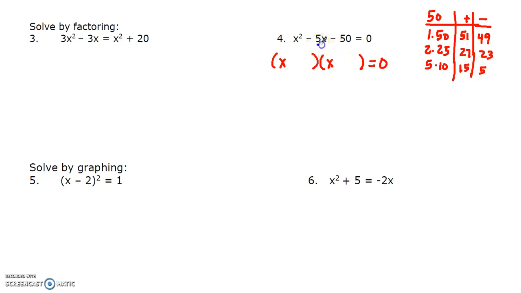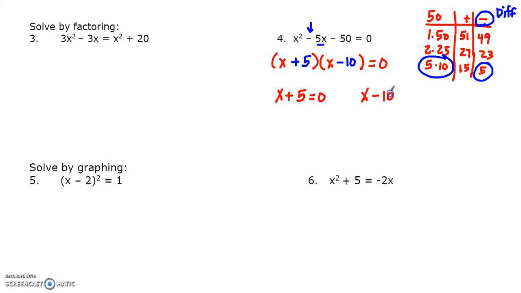Okay, I am again looking for my middle term. I found it right here. So I'll be using 5 and 10, and then again my signs are going to be different. So I'll put my 5 and my 10 in here, and this sign will go with the larger of the two, so the 10 is the negative and the 5 gets the positive. Okay, now that I have this factored, again, all I have to do is take each set of parentheses, set it equal to 0, and then solve for the x.